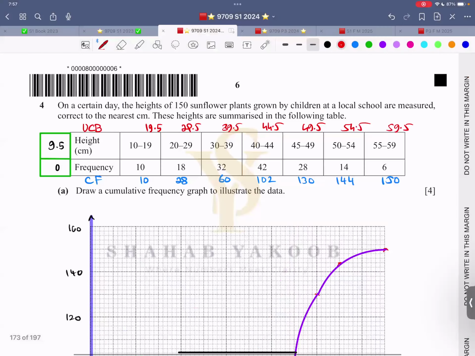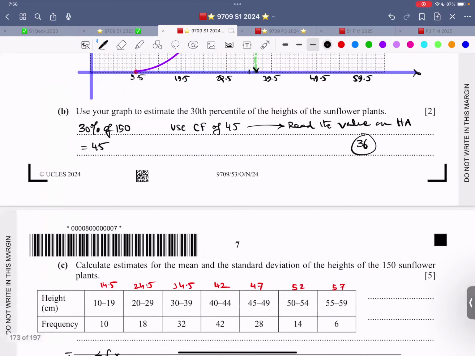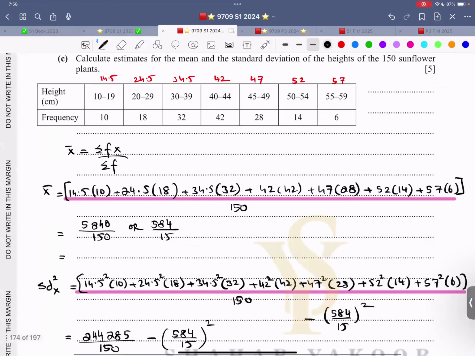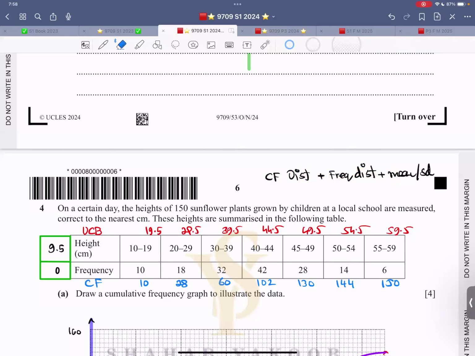So now over here, question number 4, this is about cumulative frequency distribution. That is one thing that I can see right away. CF distribution, and then what else is there? Something with mean and standard deviation. So it is CF distribution, and it is conversion to frequency distribution or vice versa. And then it is about mean and SD. So that is the kind of working that is done over here for all these three things.